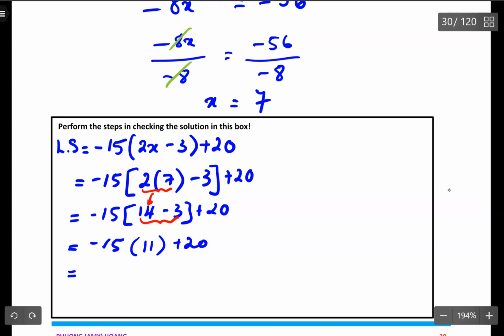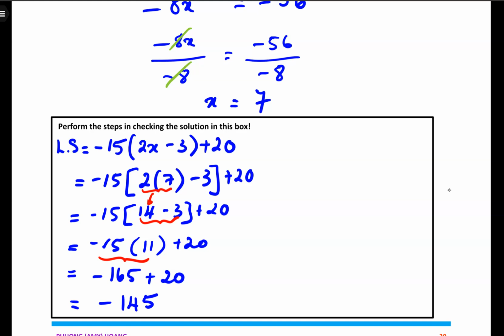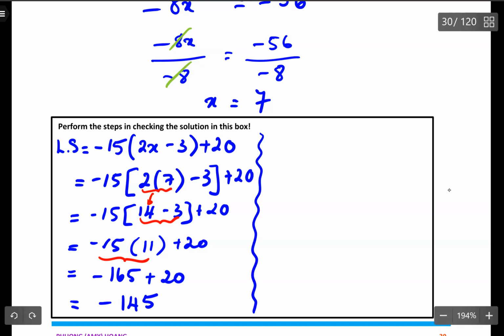Your next step is to multiply first. So you have negative 165 plus 20. That will be equal to negative 145 as the result. Okay, leave it there for now, and then go to the right-hand side.